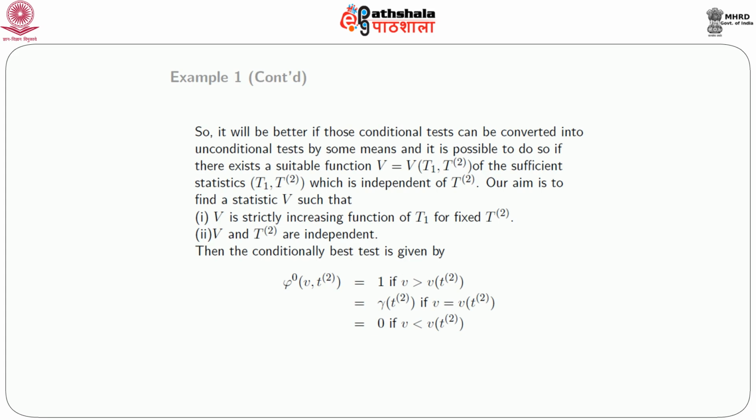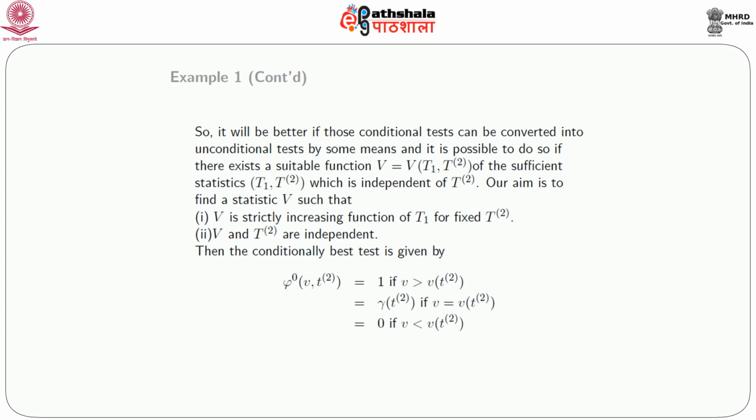V is a function of t1 and t2, of the sufficient statistics t1, t2, which is independent of t2. Our aim is to find a statistic v such that v is a strictly increasing function of t1 for fixed t2, and v and t2 are independent.